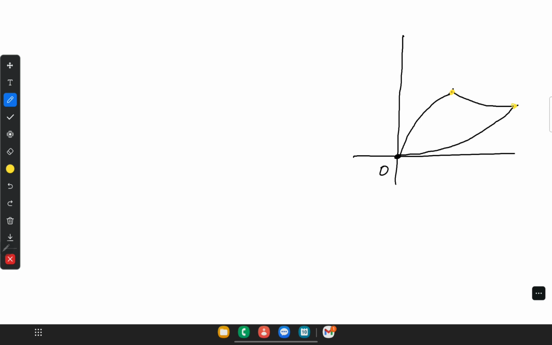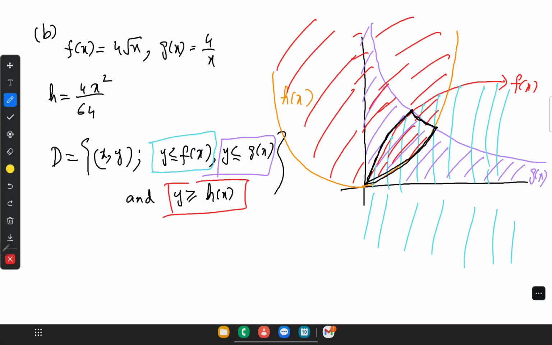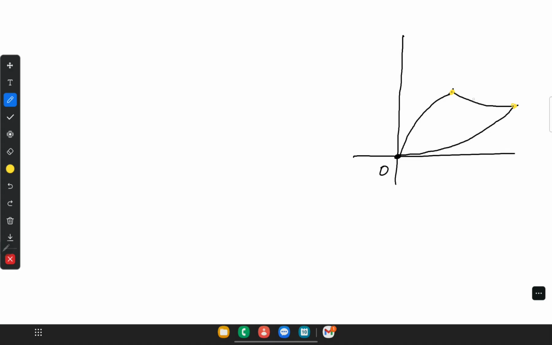Okay, let's move previous. You know the lower curve is h of x in the intersected region, and the upper curve is f of x, and the short curve is g of x. So this is g of x, and this is h of x, and this is f of x.